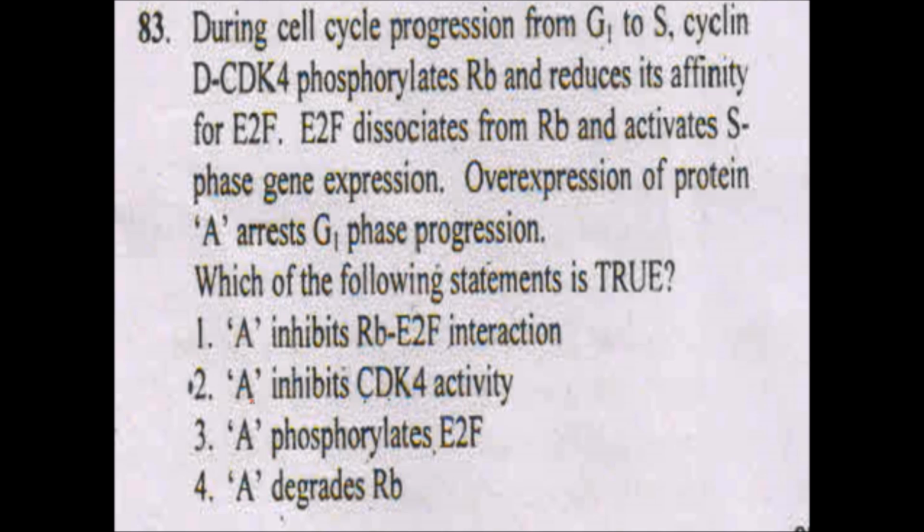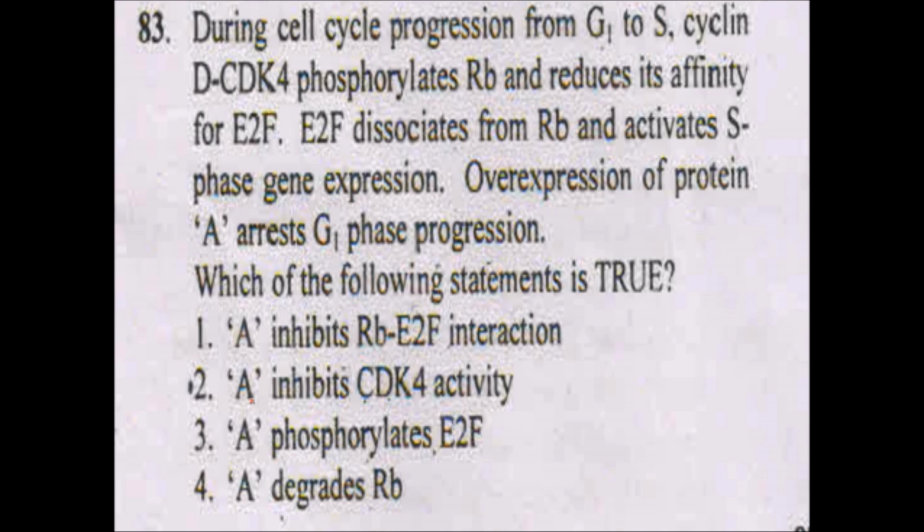Look, the question itself has answered all the things. Now you just have to analyze which option is correct. So I think if you know the trick behind this, part C will be the easiest part for you. Overexpression of the protein A arrests G1 phase progression. Which of the following statements is true?